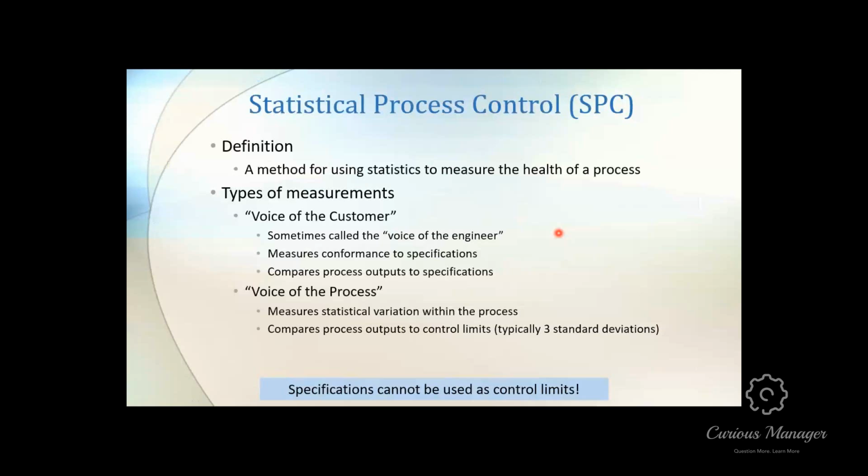Now, the other one that we have is called the voice of the process. And this one is very important because this is completely different from the voice of the customer. This measures the statistical variation within the process. And instead of comparing it to specifications, we compare the process outputs to control limits. The control limits are a statistical measure of how much variation is within the process. Usually we use 3 standard deviations. This is very important because when we deal with special cause variation and common cause variation, these two concepts are critical in understanding what to do to fix your problem.